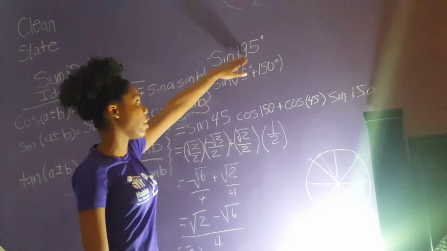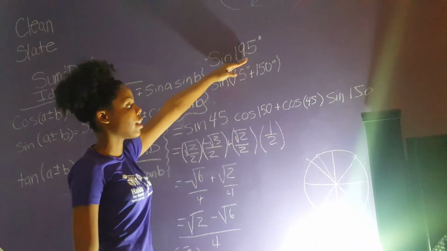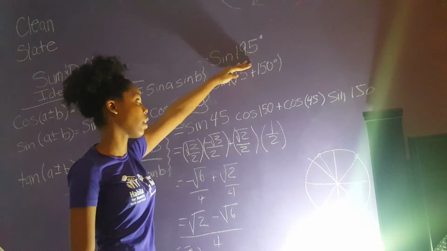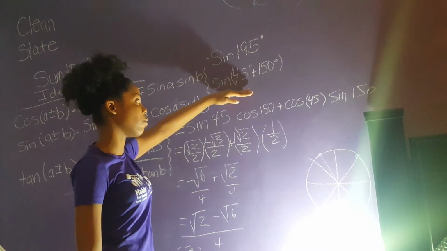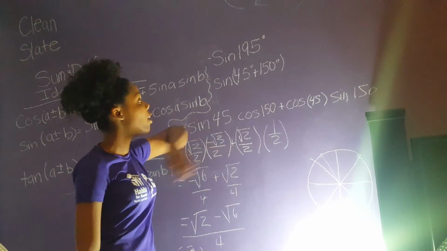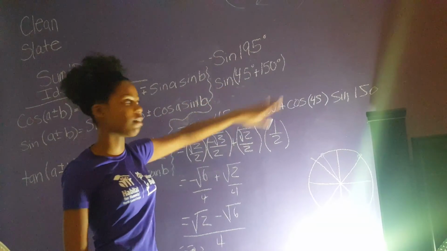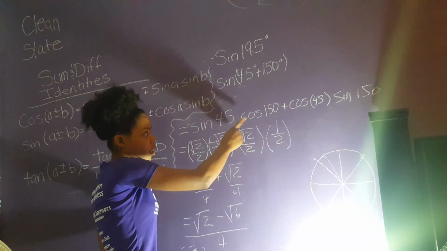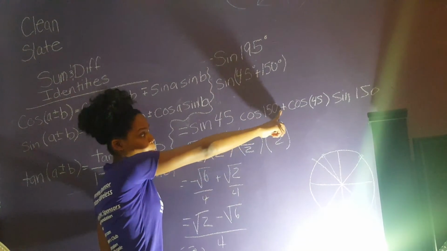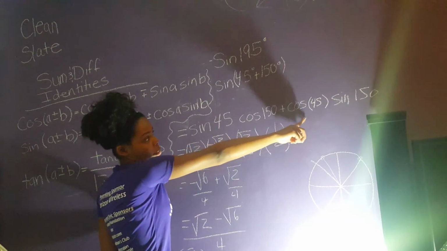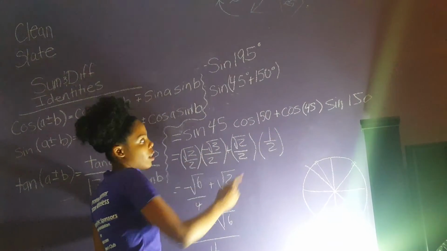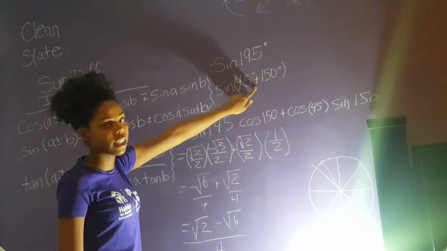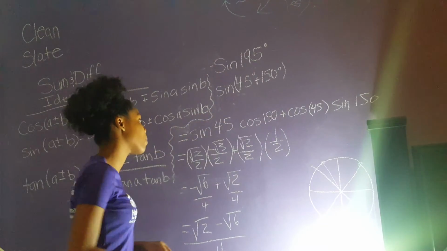So our angle right now is 195. You have to think of what angles can be added or subtracted to equal 195. The easiest would be to do 45 and 150. So sine of 45 plus 150 will equal sine of 45 cosine 150 plus cosine 45 sine 150. Notice that we have a plus sign here and a plus sign here. The plus signs go all the way through.